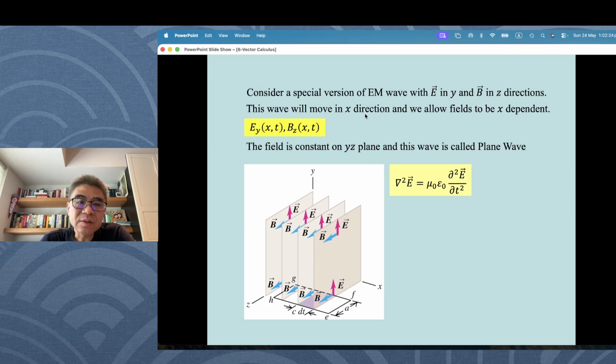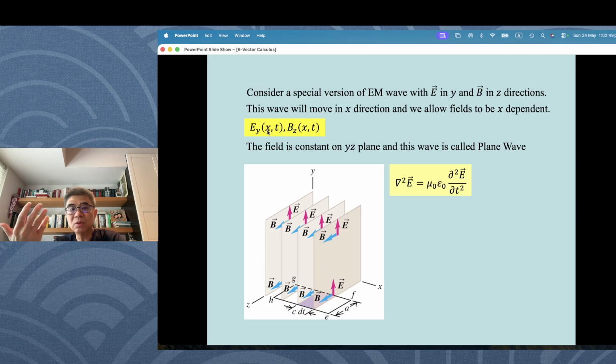So we will consider a special version of electromagnetic wave with the electric field in the y direction and the magnetic field in the z direction. I list the diagram here. So electric field in the y direction, we call it EY, and magnetic field in the z direction, we call it BZ. And both of them will depend on only x.